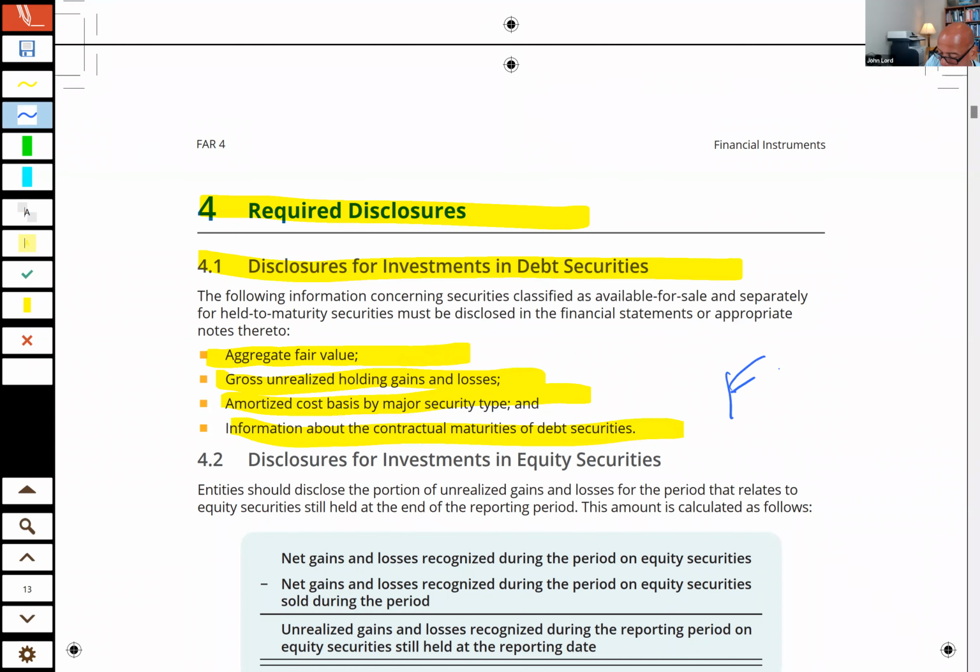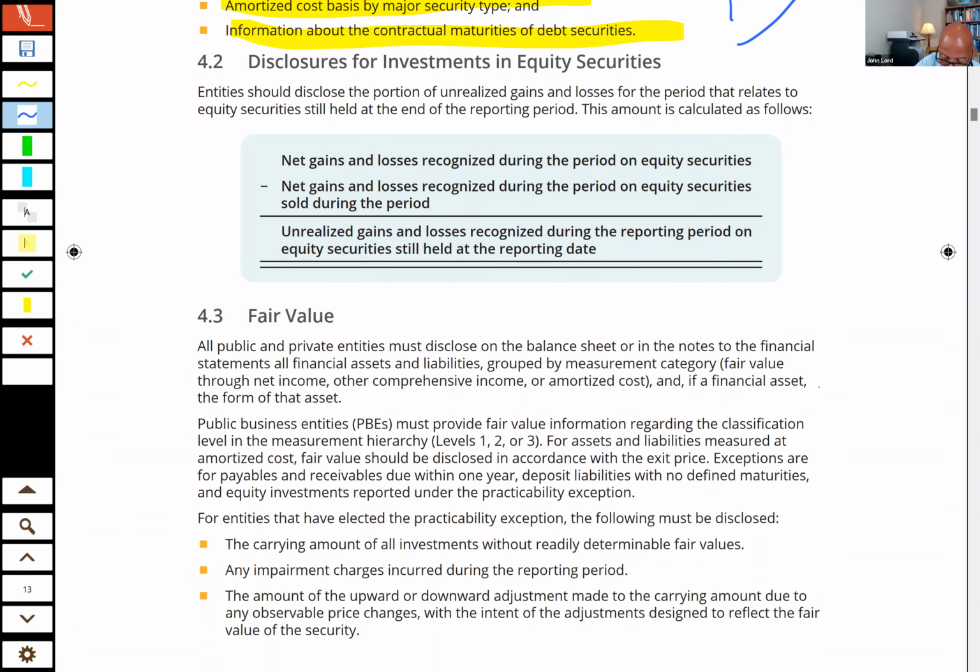In case the exam asks you what needs to be disclosed. Okay, coming down, fair value: all public and private entities must disclose on the balance sheet or in the notes to financial statements all financial assets grouped by category, fair value through net income, other comprehensive income, or amortized cost. And if it's a financial asset, the form of that asset. So again, disclosures, just flashcard.